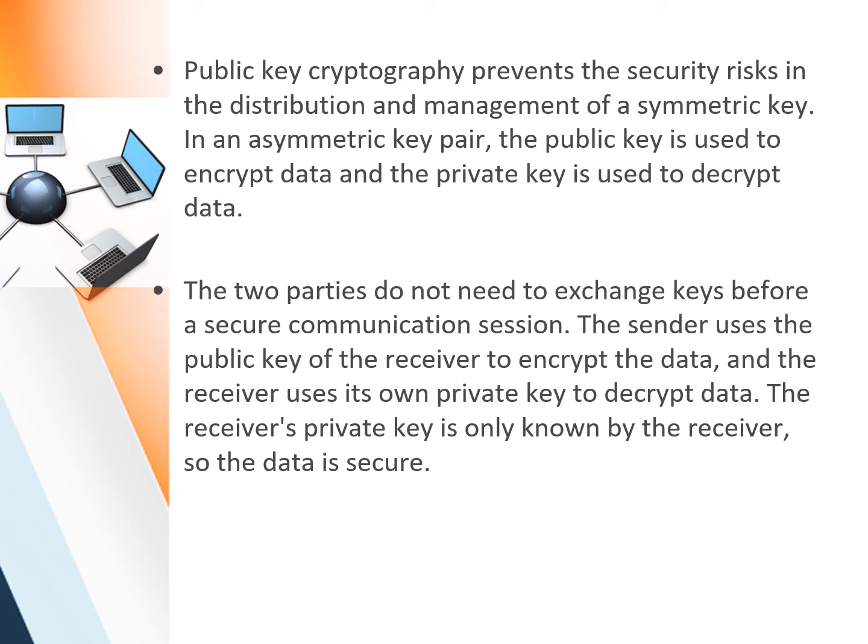In an asymmetric key pair, the public key is used to encrypt data and the private key is used to decrypt data. The two parties do not need to exchange keys before a secure communication session. The sender uses the public key of the receiver to encrypt the data, and the receiver uses its own private key to decrypt the data. The receiver's private key is only known by the receiver, so the data is secure.